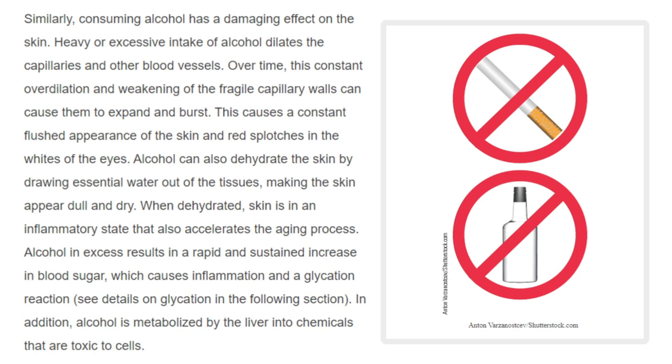Similarly, consuming alcohol has a damaging effect on the skin. Heavy or excessive intake of alcohol dilates the capillaries and other blood vessels. Over time, this constant overdilation and weakening of the fragile capillary walls can cause them to expand and burst. This causes a constant flushed appearance of the skin and red splotches in the whites of the eyes. Alcohol can also dehydrate the skin by drawing essential water out of the tissues, making the skin appear dull and dry. When dehydrated, skin is in an inflammatory state that also accelerates the aging process. Alcohol in excess results in a rapid and sustained increase in blood sugar, which causes inflammation and a glycation reaction. See details on glycation in the following section. In addition, alcohol is metabolized by the liver into chemicals that are toxic to cells.